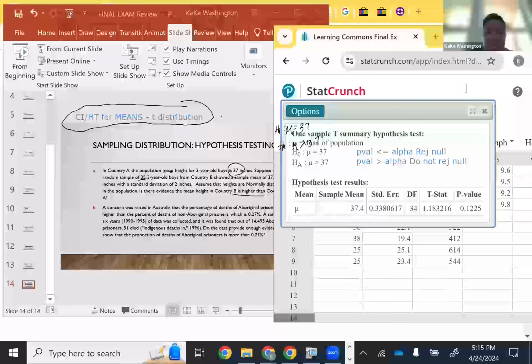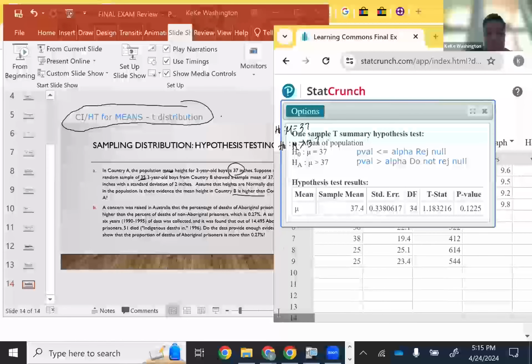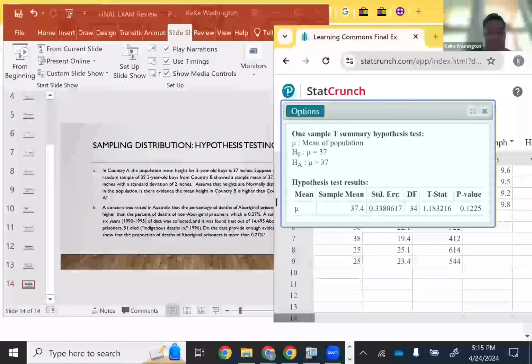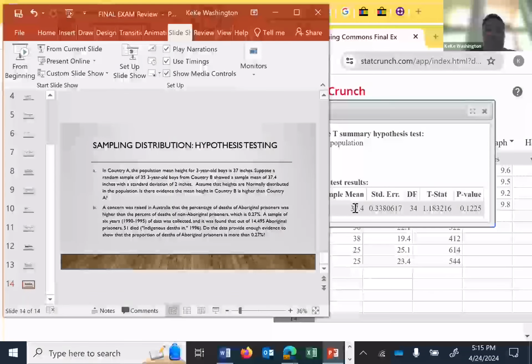All right, and our final question. Let's clear this out. All right, concern was raised in Australia that the percentage of deaths of Aboriginal prisoners was higher than the percent of deaths of non-Aboriginal prisoners, which is 0.27%. Sample of 6 years of data was collected.